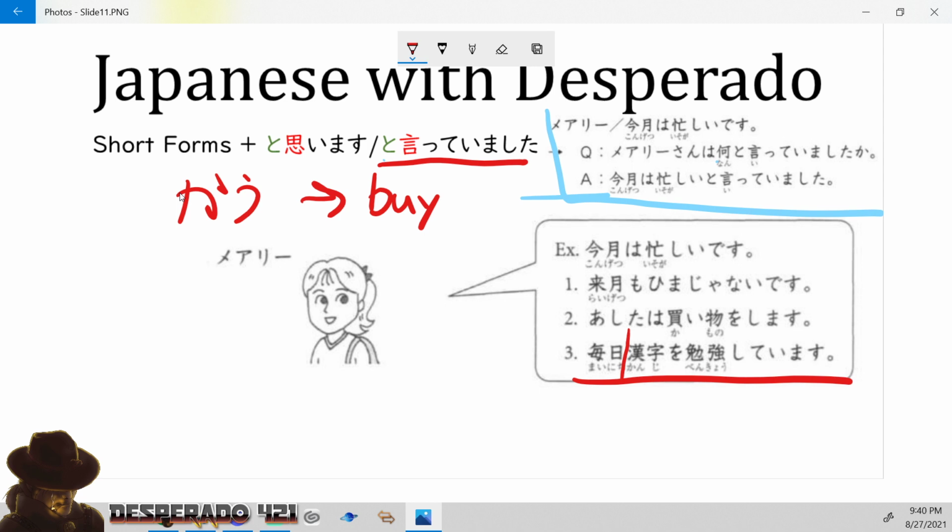Mainichi. Hang on a minute. Yesterday? Wait. It's every day, right? That is every day. Correct. Mainichi. So, every day studying kanji, right? Yep. So every day I study kanji, or I am studying kanji. Fantastic.